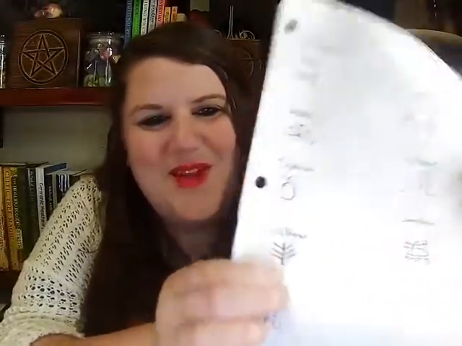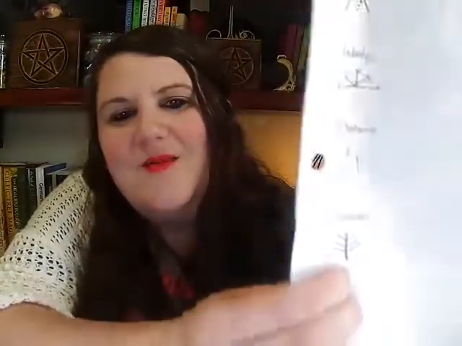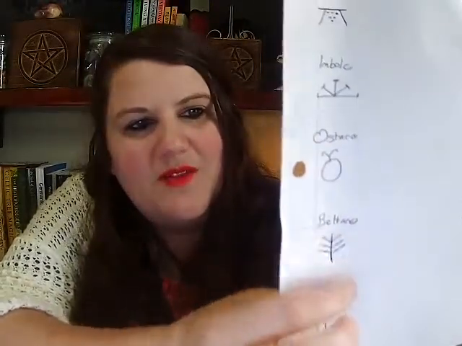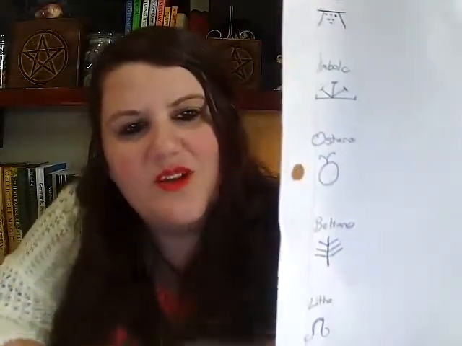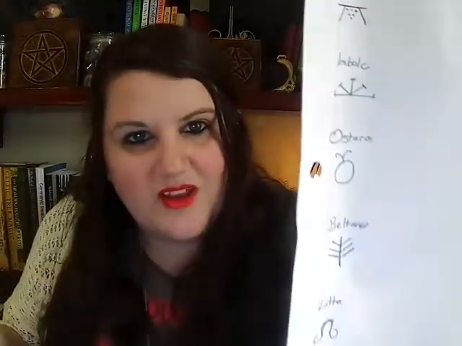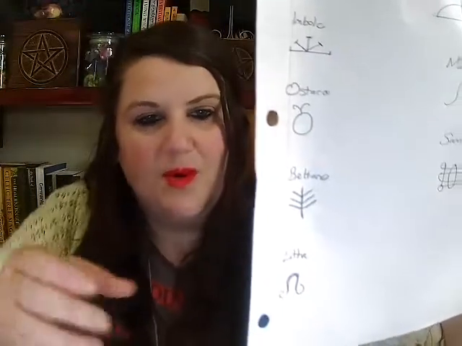Next, we have Beltane. And the Beltane one, I think, is pretty awesome. It puts me in mind of a tree because it goes up and then you have these branches, but it also represents to me the maypole, and the branches could also represent the ribbons that would be around the maypole.